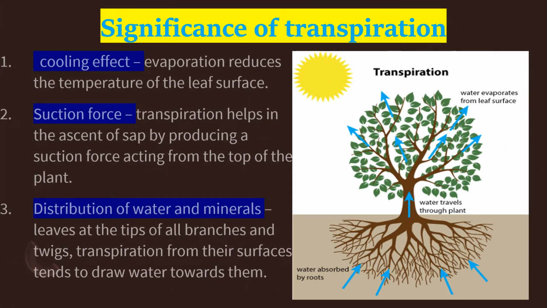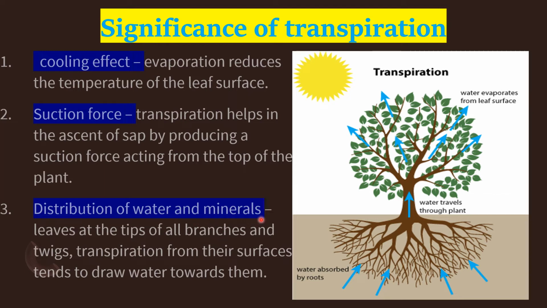Significance of transpiration. What are the significances of transpiration? First one, cooling effect. Evaporation reduces the temperature of the leaf surfaces. Suction force. This is another significance. Transpiration helps in ascent of sap by producing a suction force acting from the top of the plant. Yes, suction force is another significance of transpiration that helps in ascent of sap.